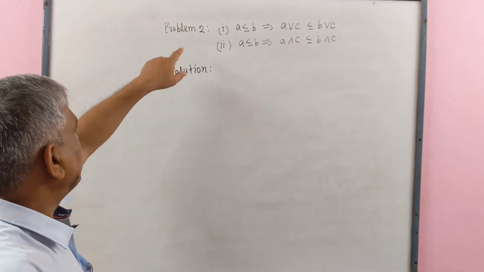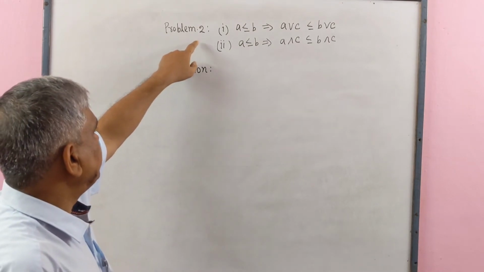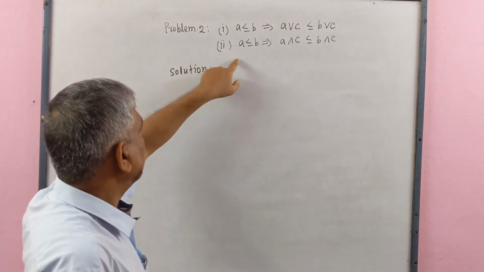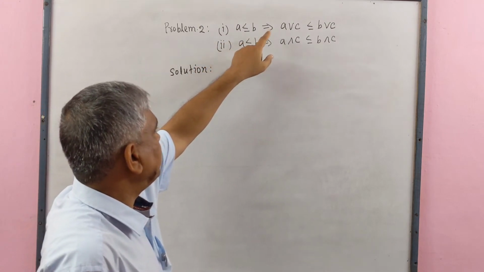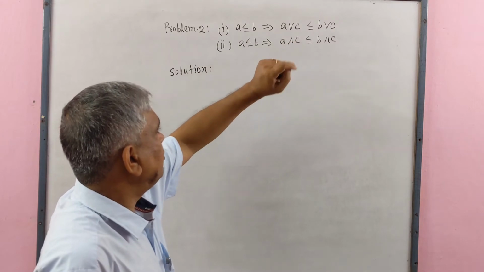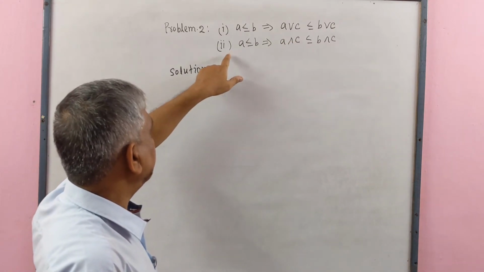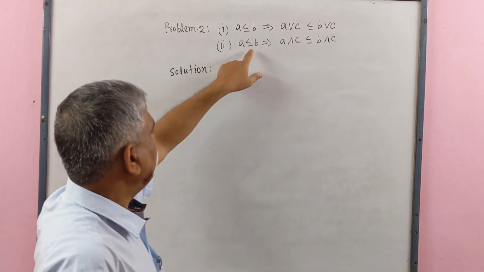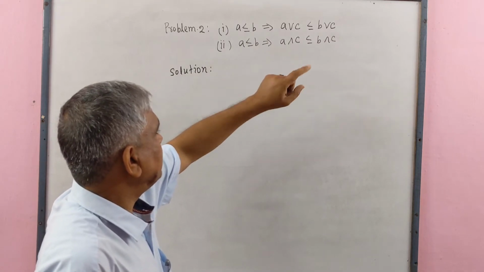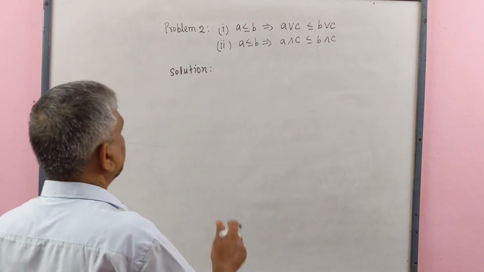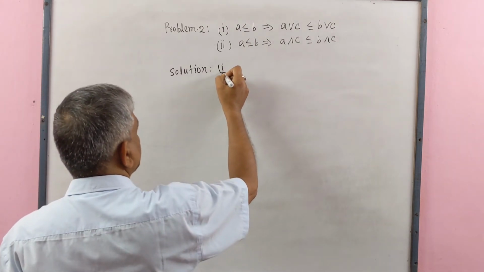Now we solve problem 2. In problem 2 we have two parts. Number 1: A ≤ B implies that A ∨ C ≤ B ∨ C. Number 2: A ≤ B implies that A ∧ C ≤ B ∧ C. First, solve number 1.